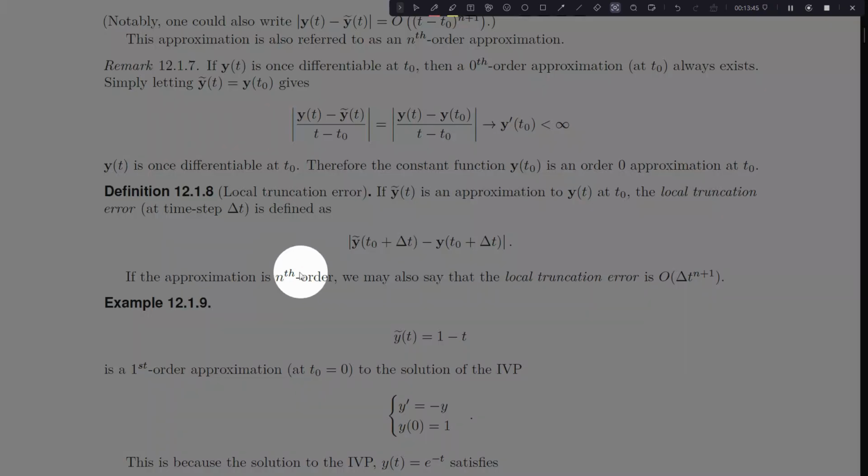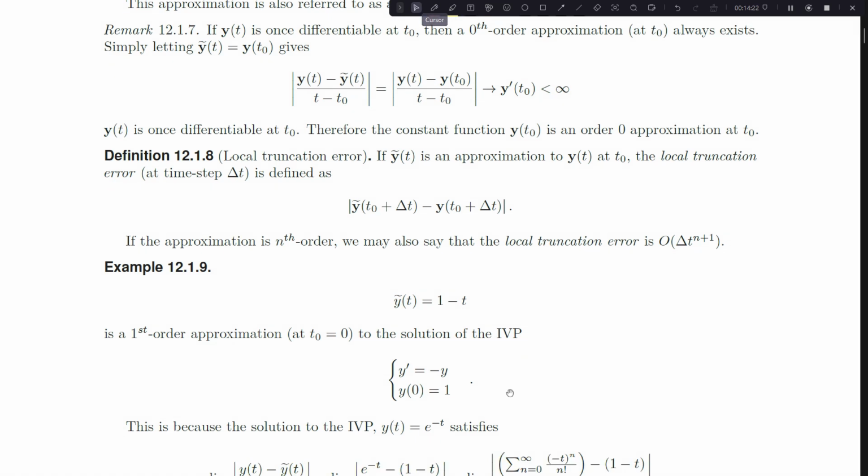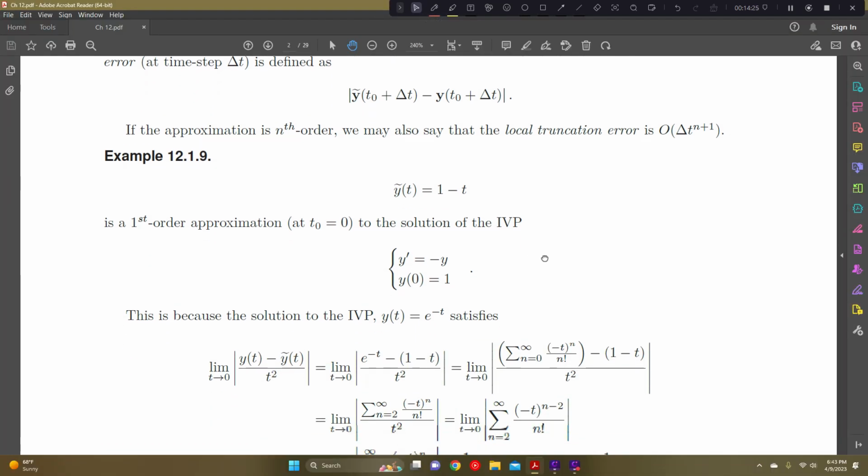So, you can also say that if the approximation is nth order, the local truncation error is O(delta t to the n plus 1). That's a little bit tricky because it's only true for really, really tiny delta t. This should be order delta t to the n plus 1 as delta t tends to 0 from the right, or something like that. But we do say that about local truncation error, so that should just always be assumed to be what it means.